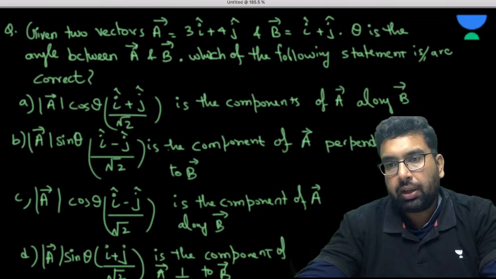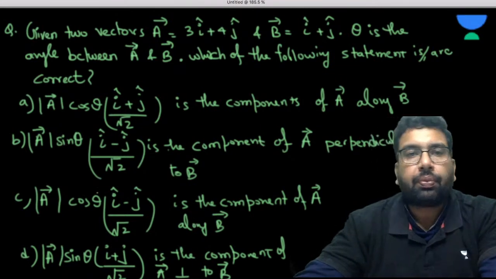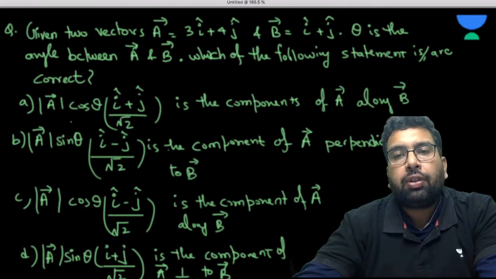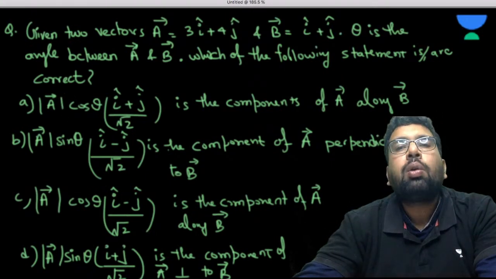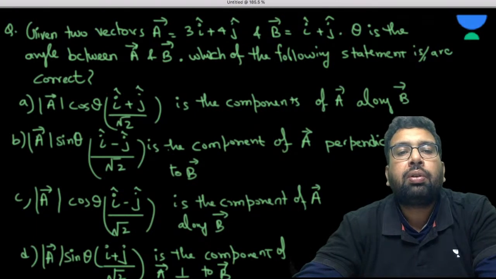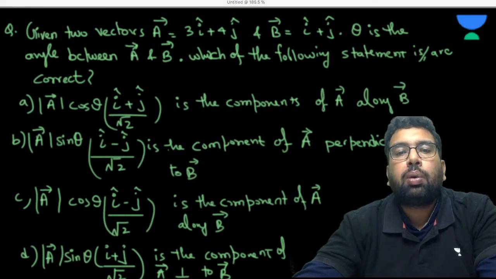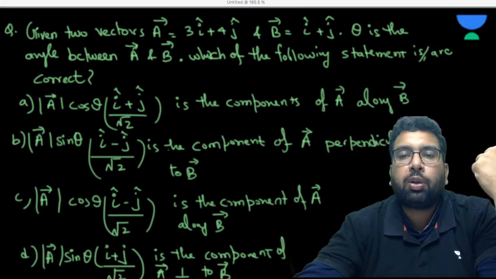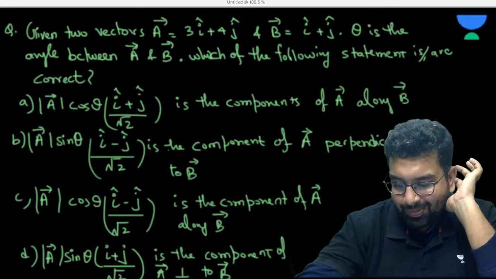So see how we are going to have it. Now we have A vector and we have B vector. First of all, you can see from the options that the options are given in the form of vectors. So that means we have to get the vector component of a vector along another vector, isn't it?